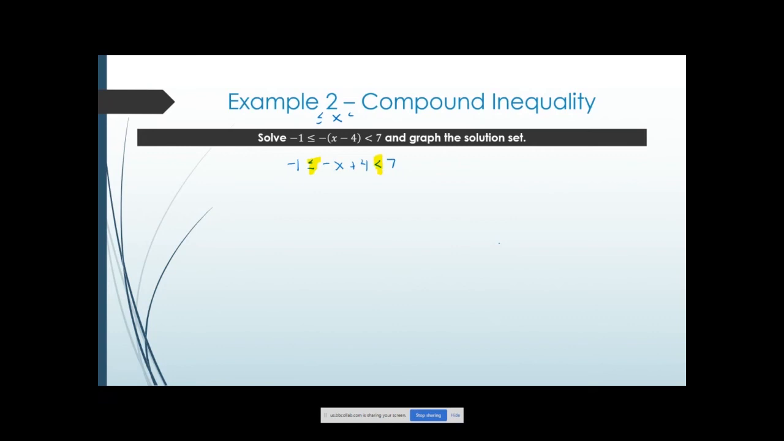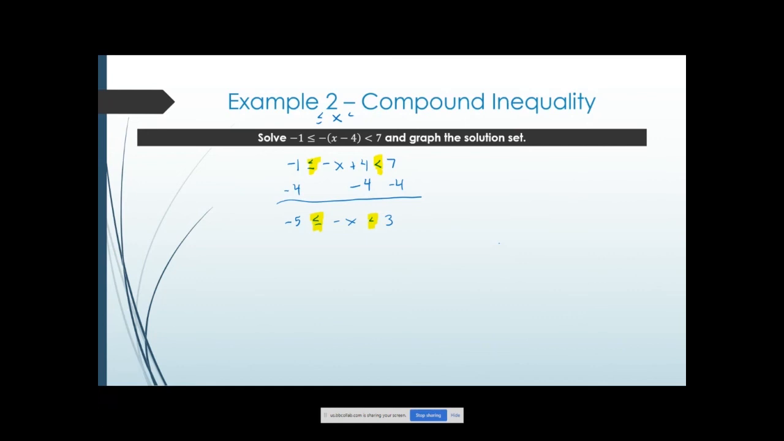So I need to subtract 4, and I need to subtract that from the left, the middle, and the right. So you're going to do it 3 times. That will give us negative 5 is less than or equal to negative x, which is less than 3. I'm going to highlight here again so you can see that we have a left, a middle, and a right.